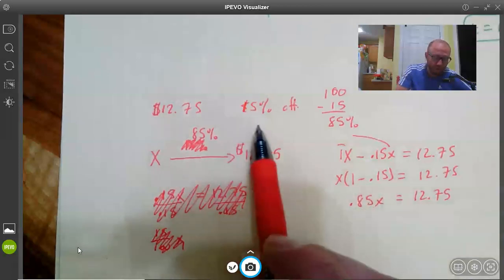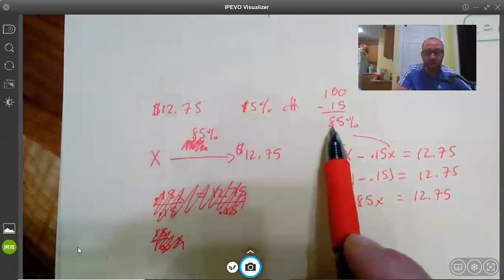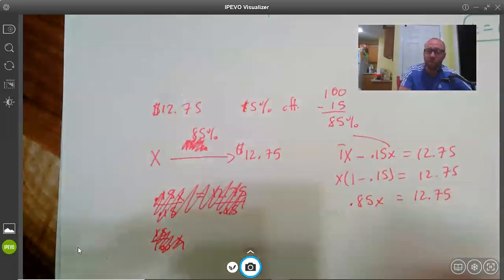Or you could just remember that we had 15% off, which means that out of 100%, there's 85% remaining. Because we're calculating the remaining price. That's what the 12.75 is. 12.75 isn't the discount, it's the remaining price. That's the mistake I almost made.